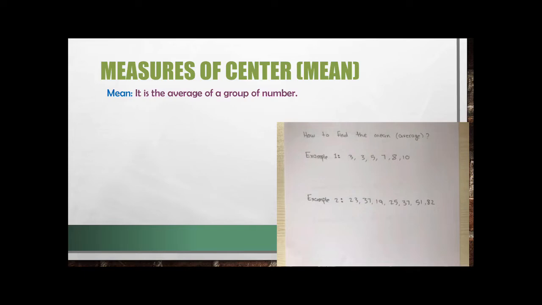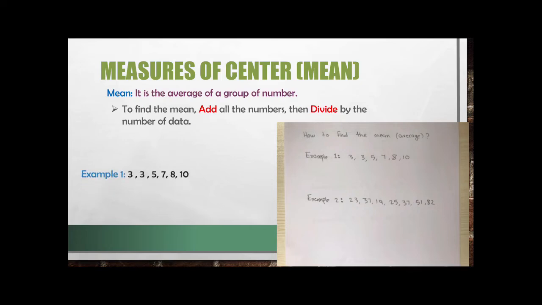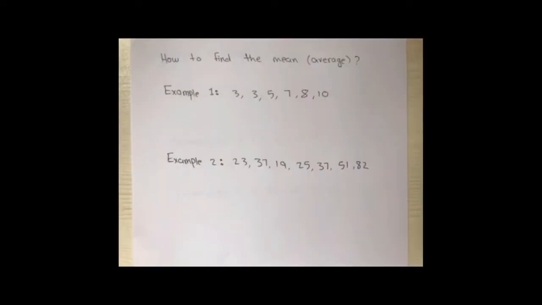The second measure that we will discuss is the mean. The mean is the average of a group of numbers. To find the mean, we have to add all the numbers, then divide by the number of data. Now we will see through this example how we can find the mean.